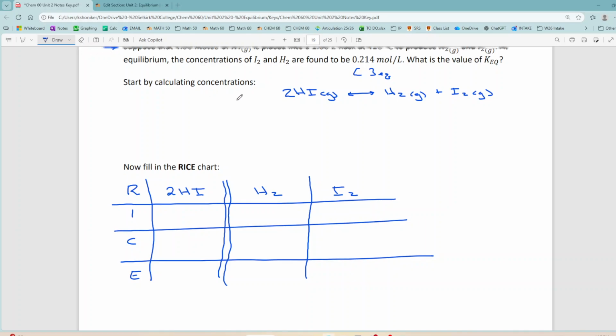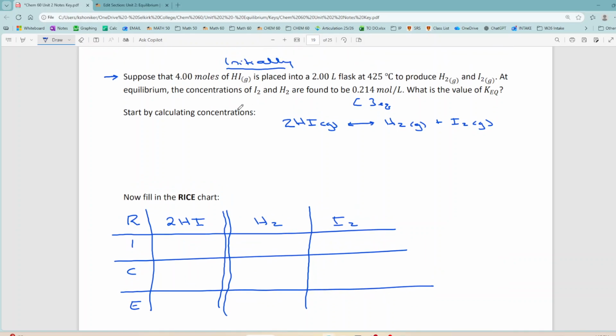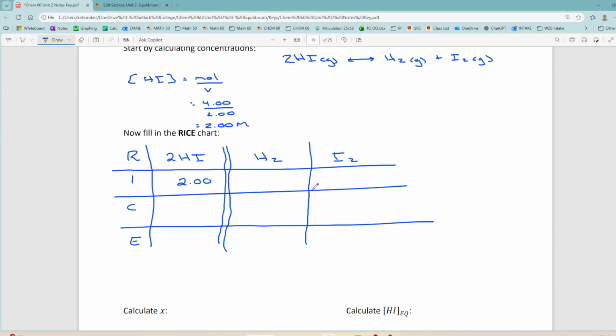So now what I want to do is put in my initial concentration. It says that I put 4 moles of HI into a 2-liter flask. So the first thing I have to do is find the concentration of HI, right? Concentration is going to be moles divided by volume. So it's going to be 4 moles divided by the 2 liters, which gives me an initial concentration of 2.00 moles per liter. So my initial concentration of HI is 2.00, which means that if I placed HI in the flask to start, there was no hydrogen and no iodine.